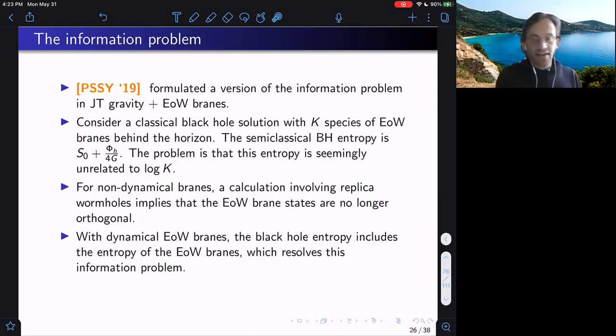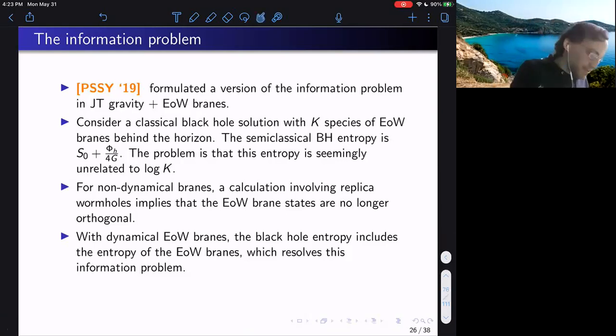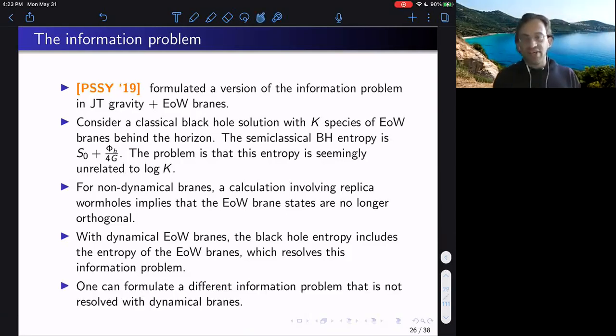But with that said, I think it would be nice if one could formulate some analogous information problem to this West Coast paper that cannot technically be resolved by dynamical end-of-the-world branes. And so that's what I'm going to do now. I'm going to basically just formulate a similar but slightly different problem and then pose some questions that I have about it.